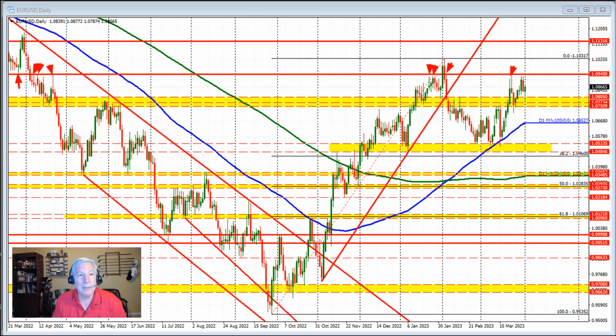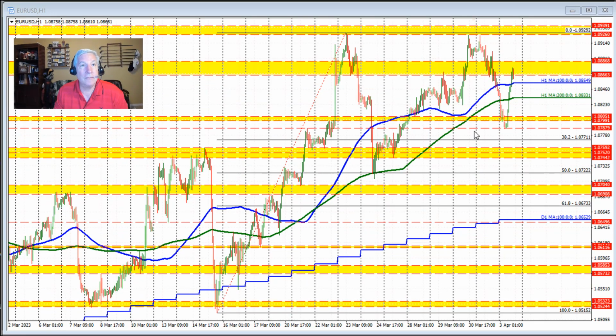This is what it looks like on the hourly chart. If we look at that currency pair, here's that range up to the 1.0940 level up there, and it rotated to the downside. Now in trading today, we did see a move lower here, and that took the price below the 100 and 200 hour moving averages.